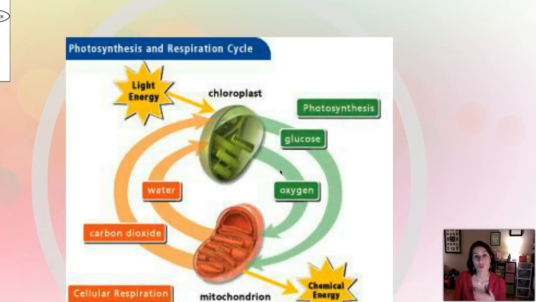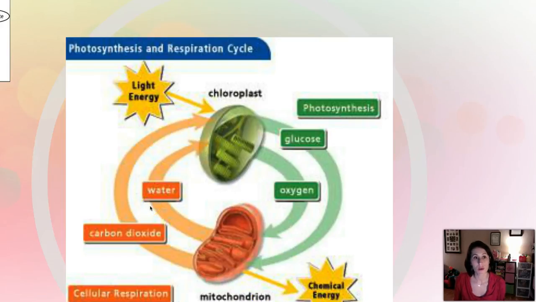If you think about what we need as humans to survive, we need oxygen and we need food. That food is going to provide us our energy, and that energy comes from glucose. So you see here we have oxygen and glucose going into the mitochondria. Coming out of the mitochondria, we have chemical energy, and also carbon dioxide and water.